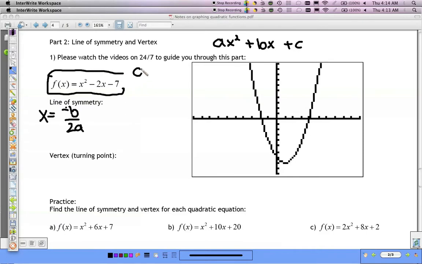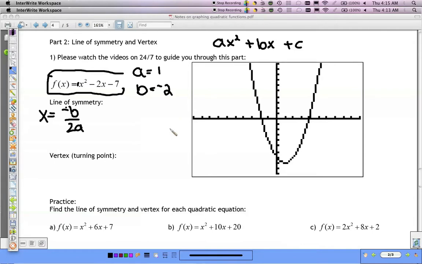Our a is going to be the coefficient of x squared. Well, it doesn't look like there's one there, so a lot of people make the mistake of putting just x, but that's not right. There is an understood 1 in front of it. So a is equal to 1, and b is going to be 2, but there's a minus there, so negative 2.